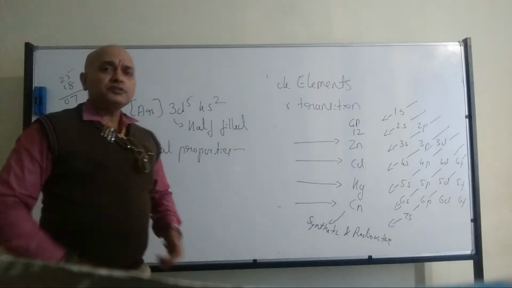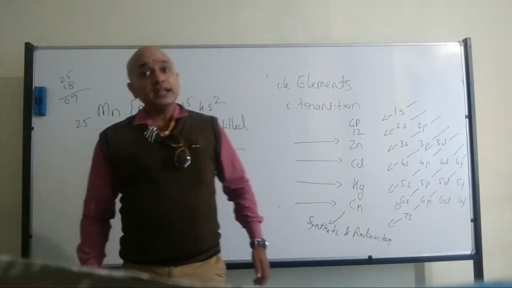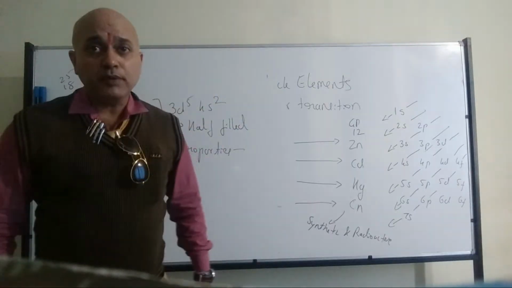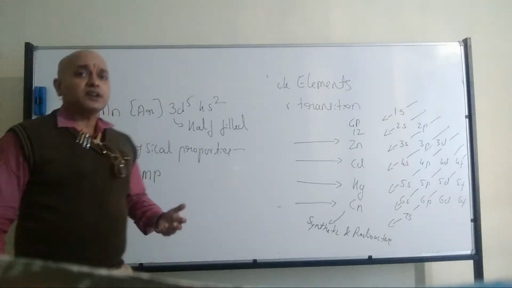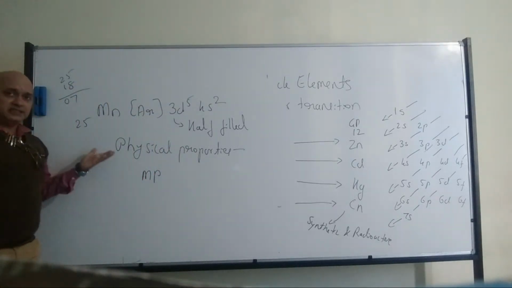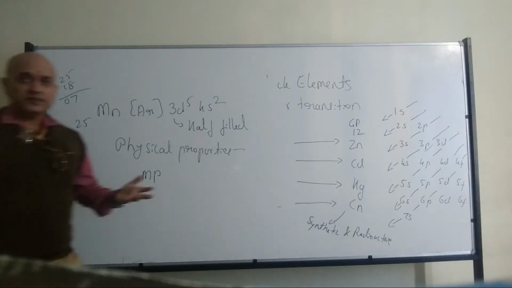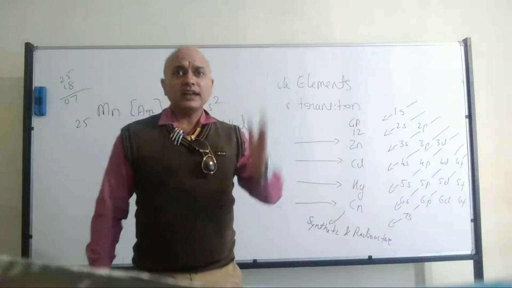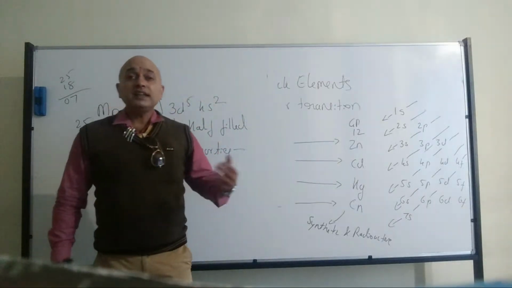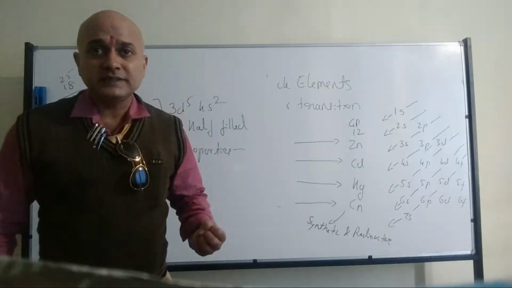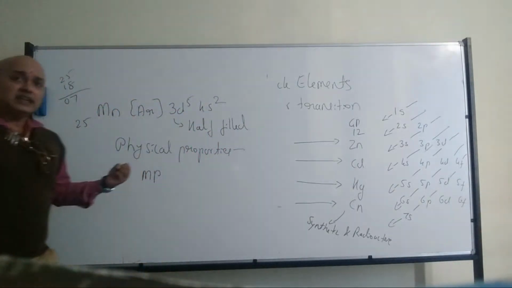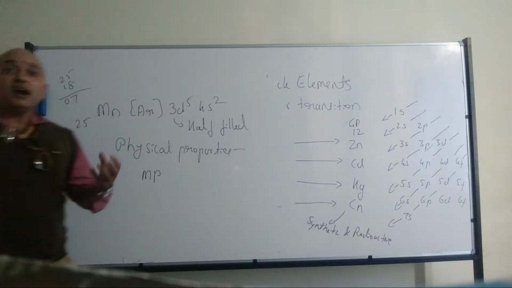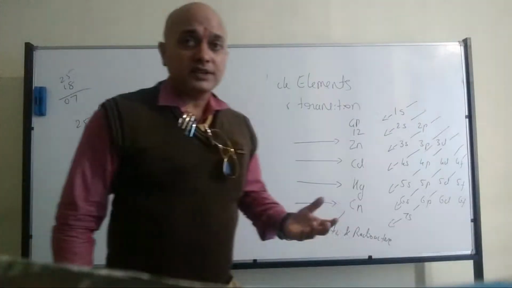When it comes to d block elements compared to s block elements, they are a bit hard. They have a higher melting point. They are not as soft as sodium and the like. All of us know an iron rod: can we cut it with a knife? No. But sodium and the like are soft metals. So compared to alkali and alkaline earth metals, transition elements are a bit hard and have a higher melting point.